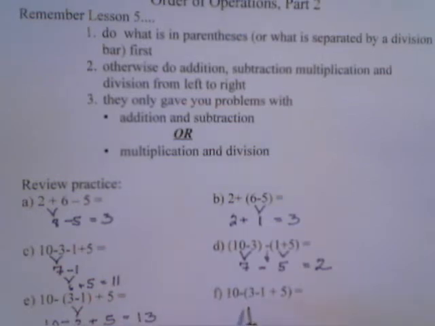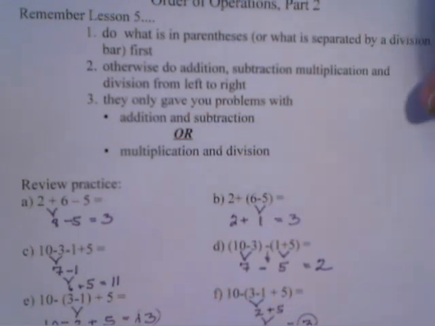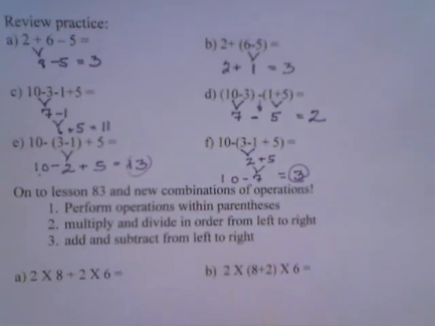On F, I do what's in parentheses first, which is that 3 minus 1, which is 2, plus 5. So inside my parentheses I have a 7, and I have 10 minus 7, which is equal to 3. So here I got 13, here I got 3. And the only difference was where the parentheses were. Alright, so that was way back in lesson 5. Now let's look at this lesson, which is lesson 83.